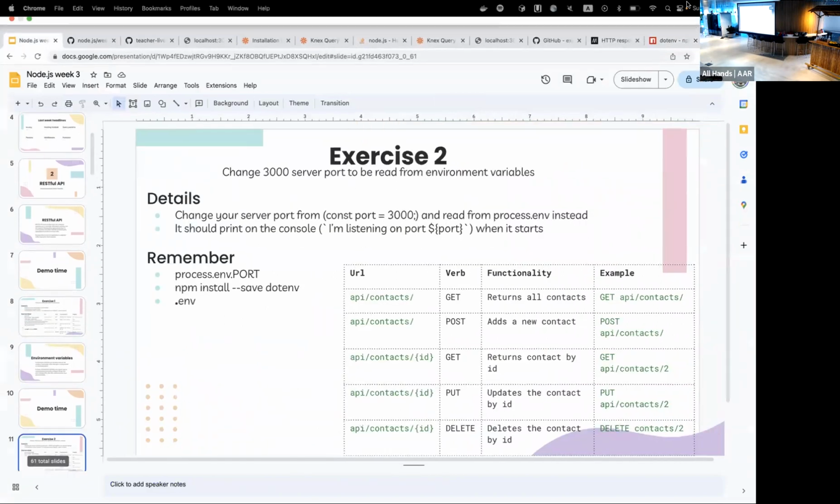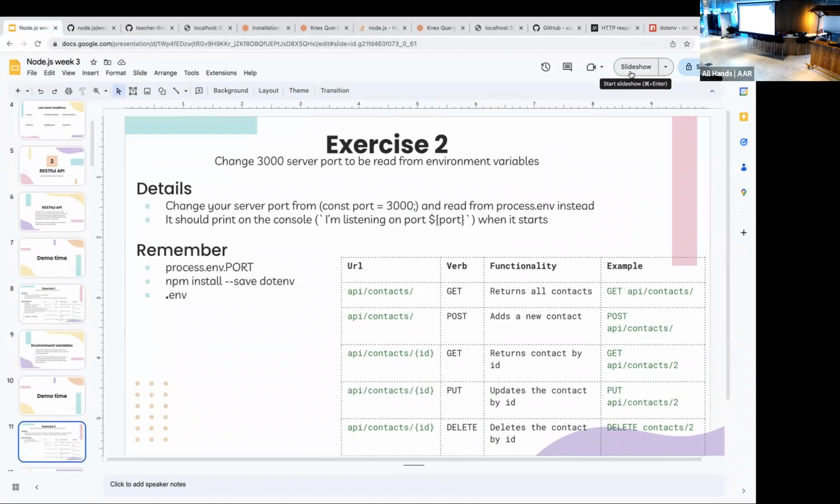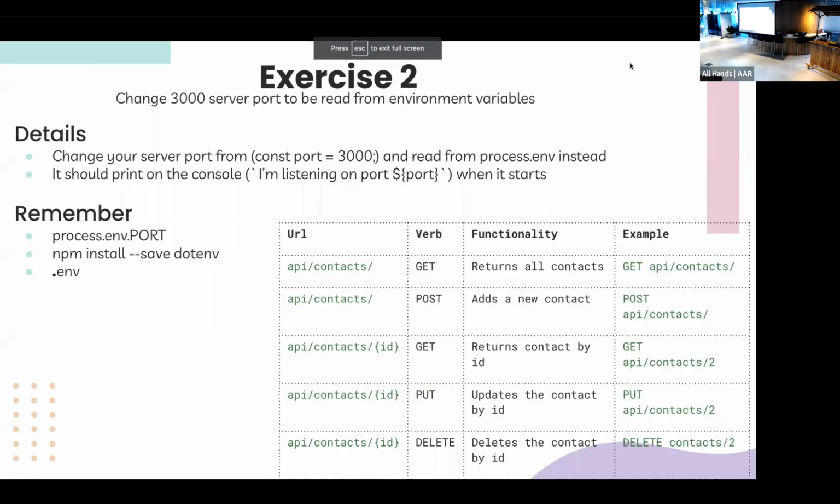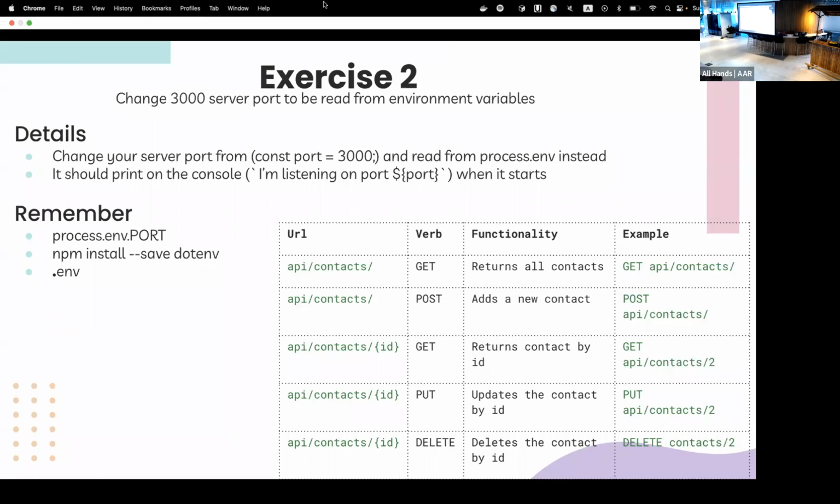All right, yet another exercise, but I expect it to be short. I will give you 3 minutes to do it. So I want you, like in all of your applications, you have it listening on port 3000, right? I want you to change it to read from the environment variable called process.env.PORT. Remember to use npm install --save .env and then create the .env file. 3 minutes starts counting, so let's go.